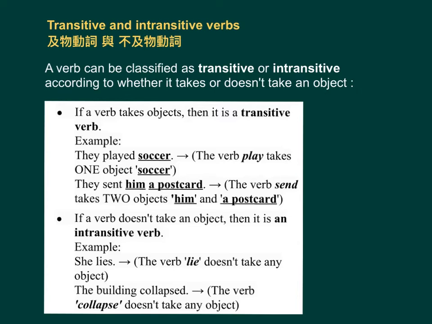If a verb doesn't take an object, then it is an intransitive verb. For example, she lies. The verb lie doesn't take any object. The building collapsed. The verb collapse doesn't take any object.